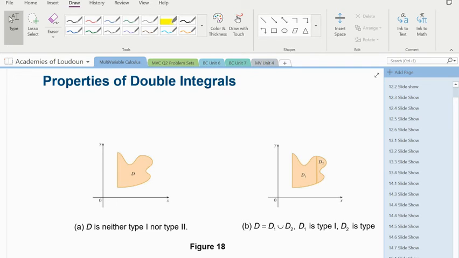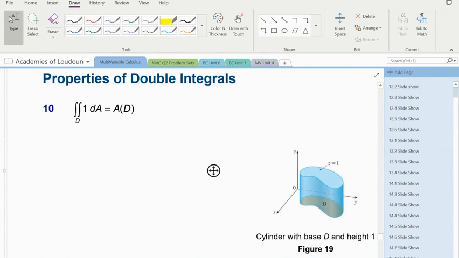As you can see in figure 18, this illustrates the procedure. If we have, as you see in figure 18a, region D that is neither type 1 nor type 2, but if we draw a vertical line, we can then define D1 and D2, where D is the union of those two. And then we can see that D1 is going to be a type 1 region, and D2 is going to be a type 2 region.